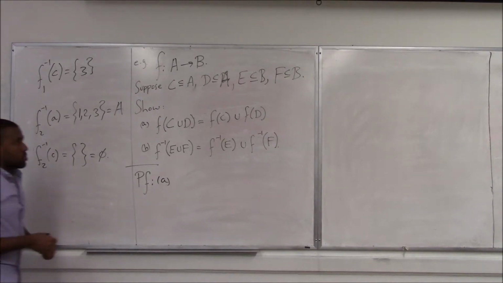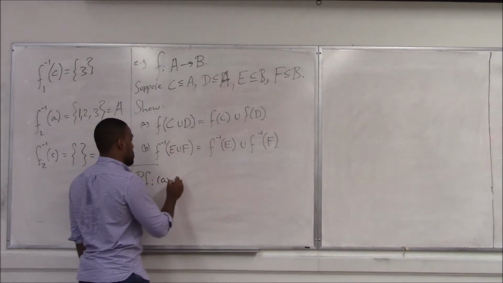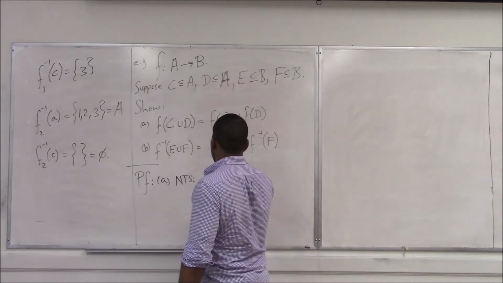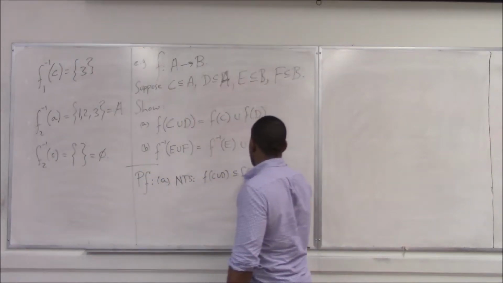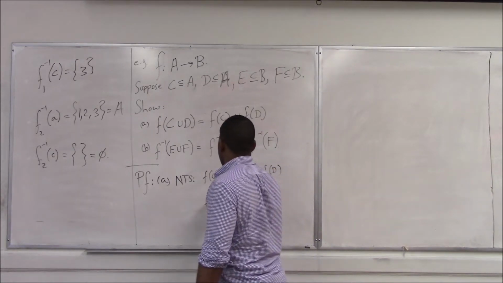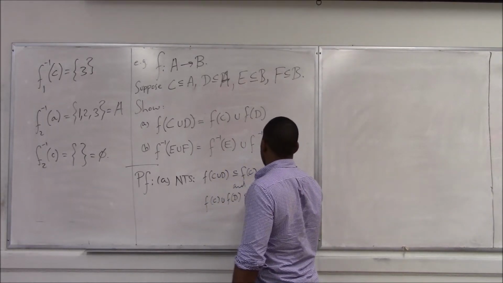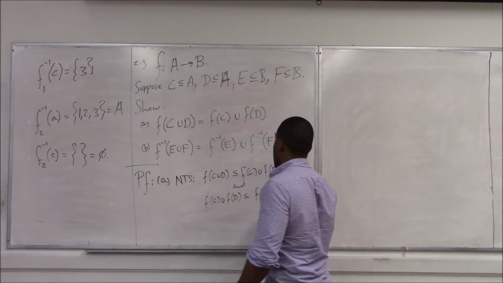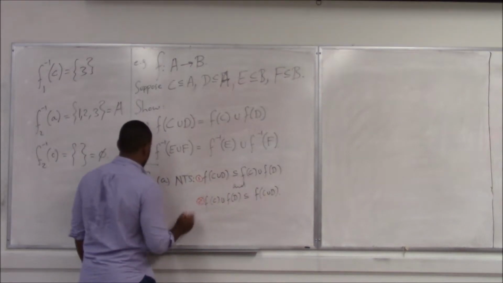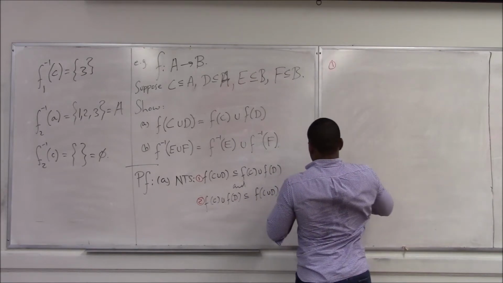For them to be equal, they must be subsets of each other? Right, remember these are sets, so we have to remember what it means for sets to be equal. We need to show that this set is a subset of that, and that set is a subset of this one, because these are sets, so we need to show two things: 1 and 2.